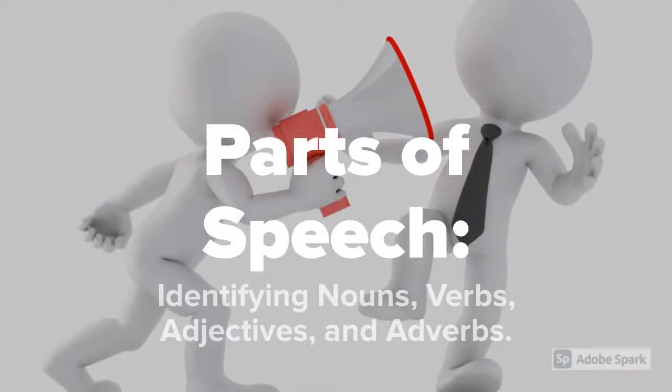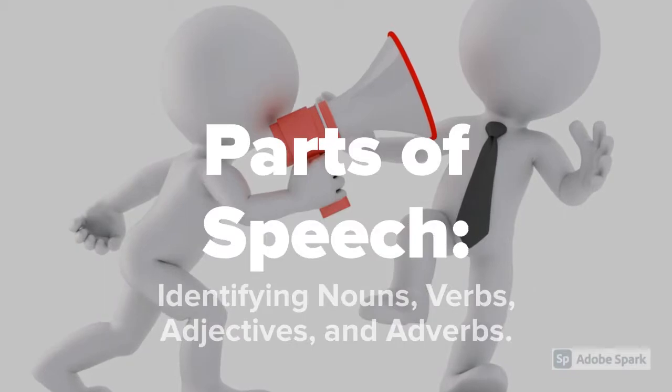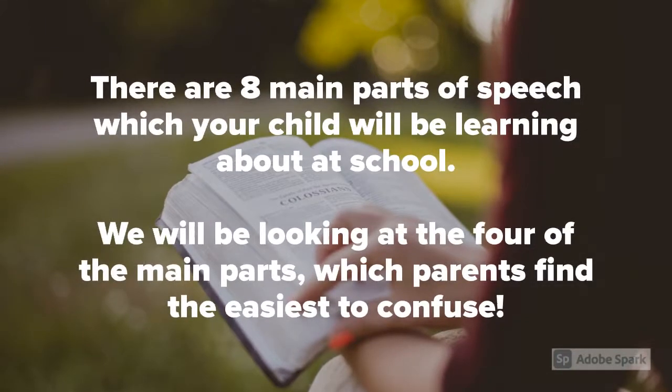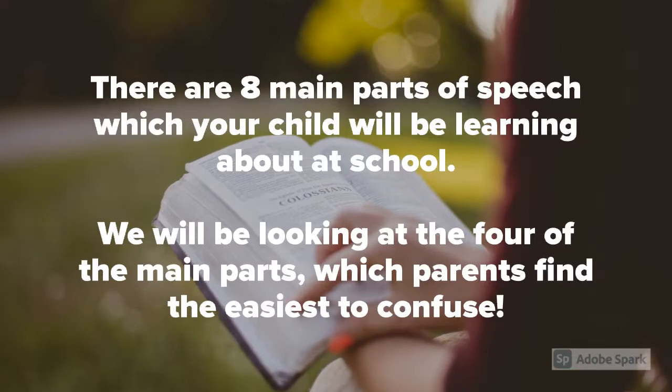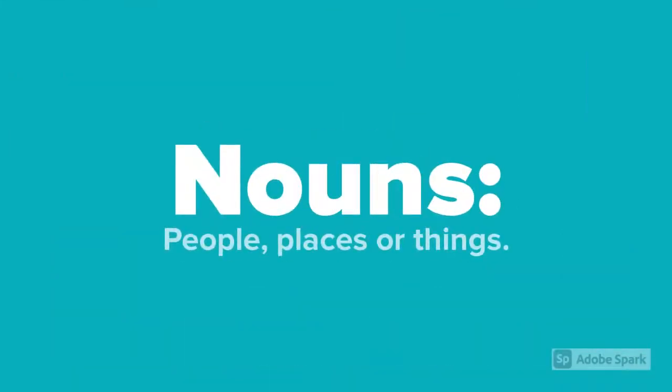Parts of speech. Identifying nouns, verbs, adjectives and adverbs. There are 8 main parts of speech which your child will be learning about at school. We will be looking at 4 of the main parts which parents find the easiest to confuse. Firstly, we'll be looking at nouns. Nouns identify people, places or things.